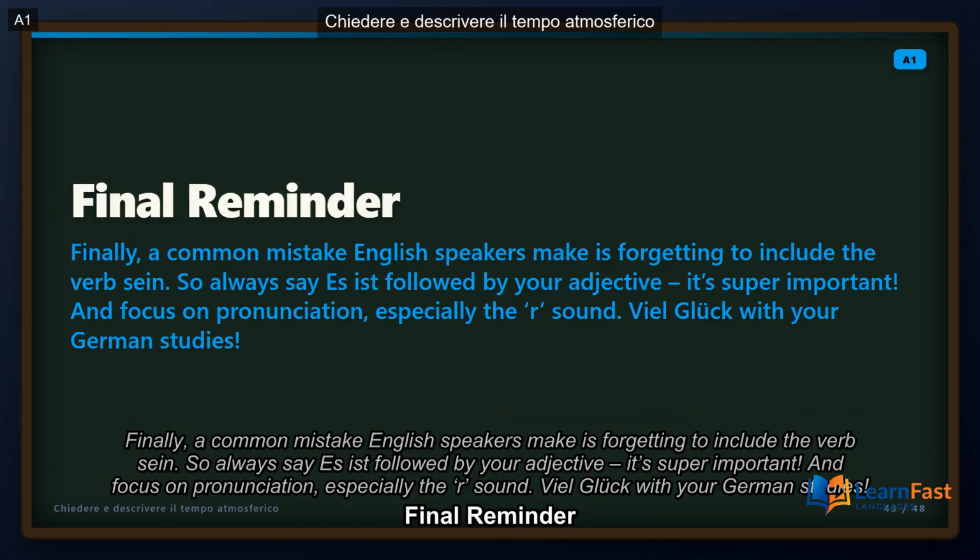Finally, a common mistake English speakers make is forgetting to include the verb "sein". So always say "es ist" followed by your adjective. It's super important. And focus on pronunciation, especially the R sound. Viel Glück with your German studies.